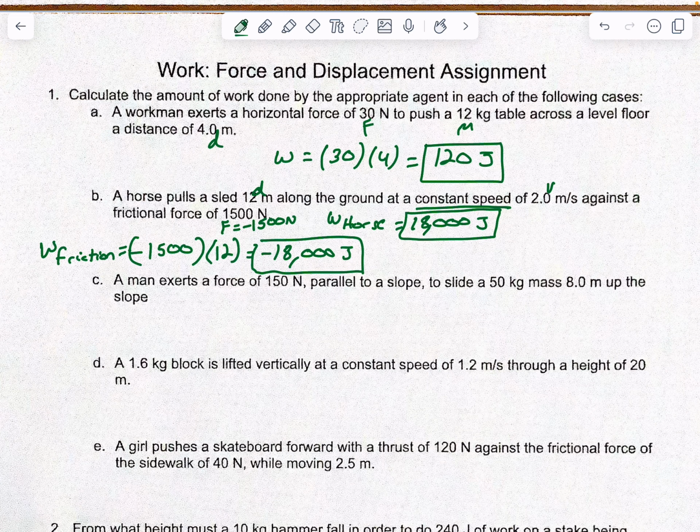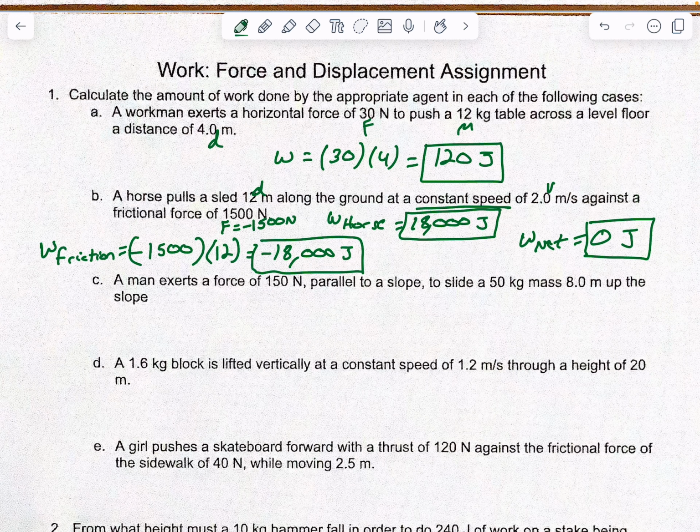Now, if I asked you what was the net work, net work means you combine every work that's going on. So we have the work the horse is doing and the friction work. That means 18,000 minus 18,000. My net work would actually be 0, because they basically cancel each other out. So you can have individual works where they actually cancel out, where you have a net work of 0. So again, on a quiz or a test, we would be very specific on what is going on there.